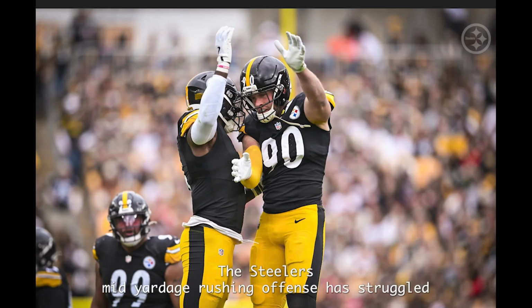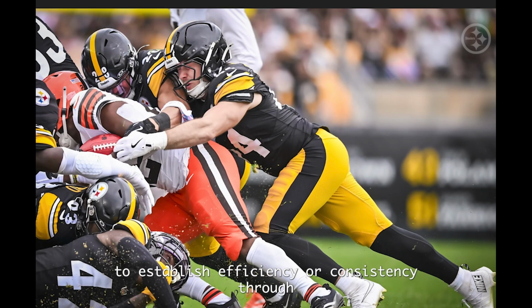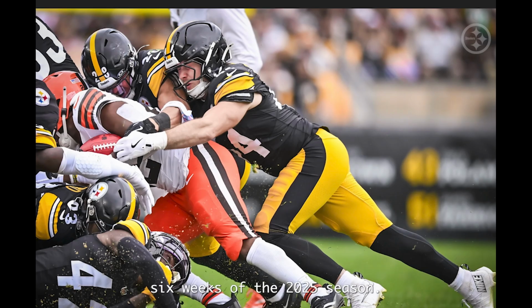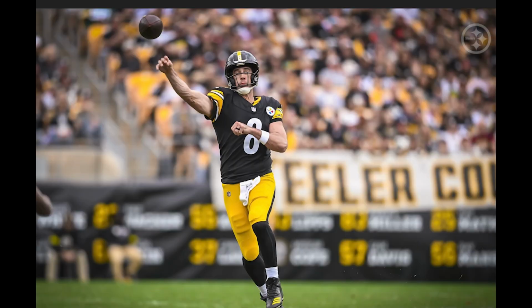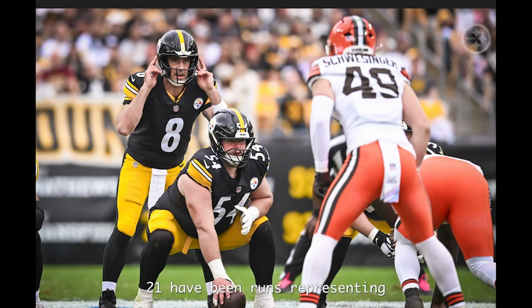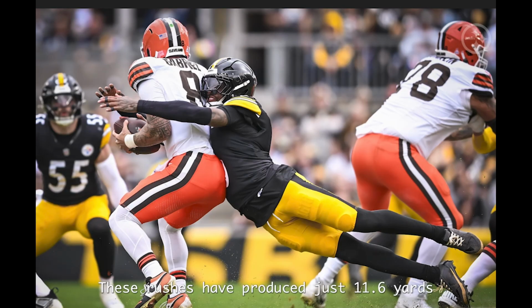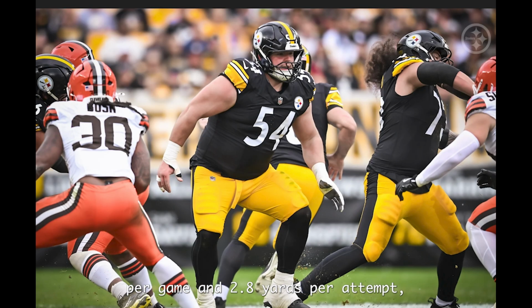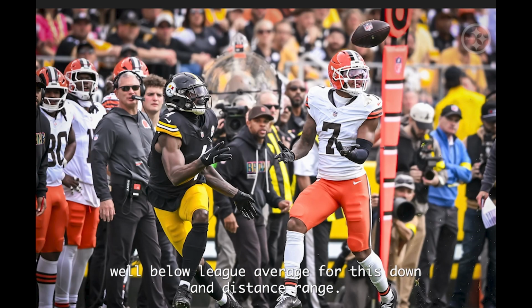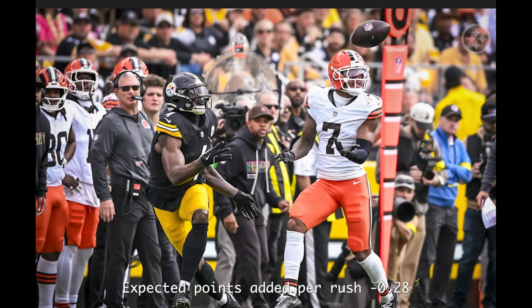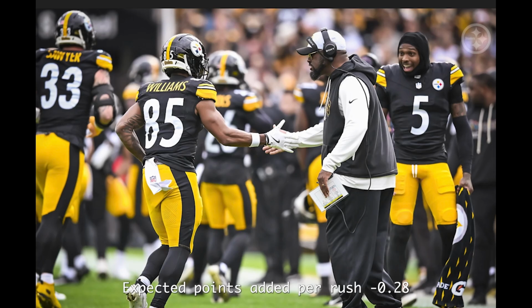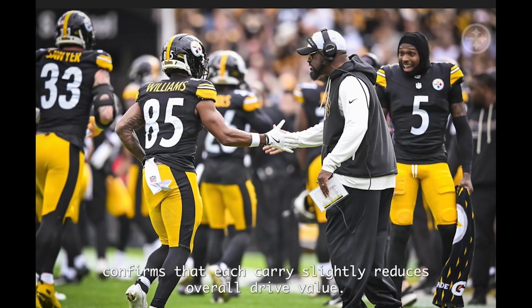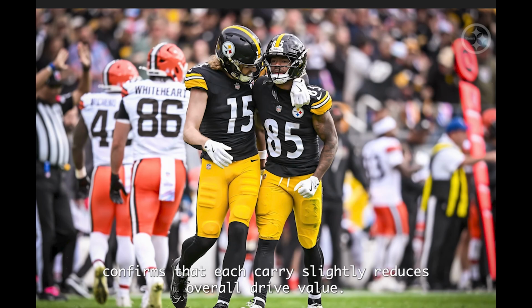The Steelers' mid-yardage rushing offense has struggled to establish efficiency or consistency through 6 weeks of the 2025 season. Out of 43 total plays in mid-yardage situations, 21 have been runs, representing a 48.8% run rate. These rushes have produced just 11.6 yards per game and 2.8 yards per attempt, well below league average for this down and distance range. Expected points added per rush, negative 0.28, confirms that each carry slightly reduces overall drive value.